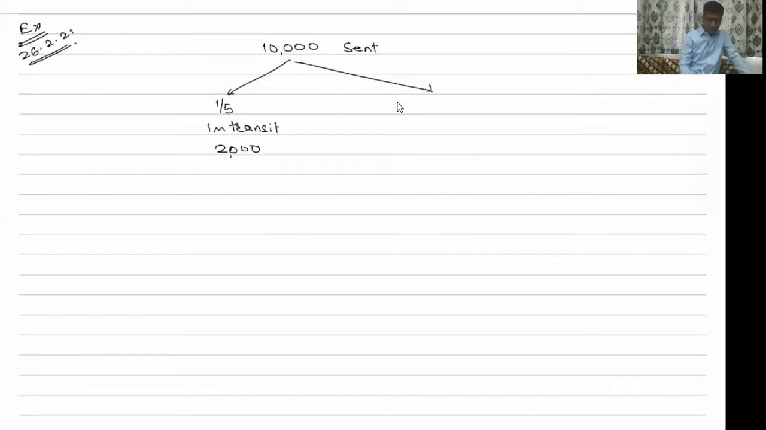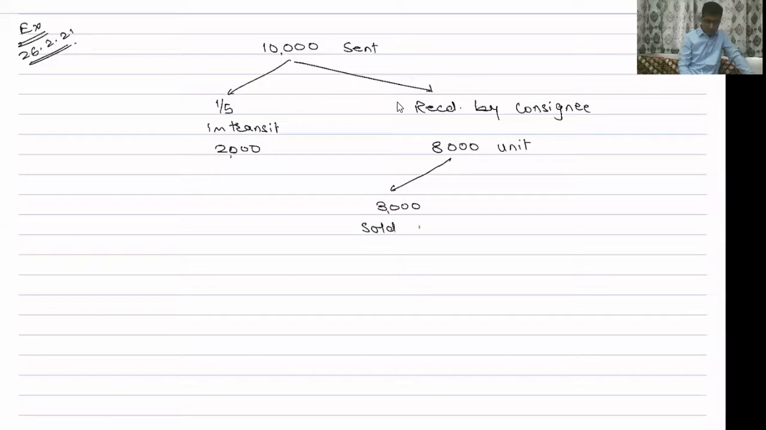10,000 units were sent. Correct? Out of this, 1/5 was in transit. That is 2,000 units. Right? So, received by consignee are 8,000 units. बराबर है? Of this 8,000, 3,000 sold at 350 per unit. बराबर है नहीं?